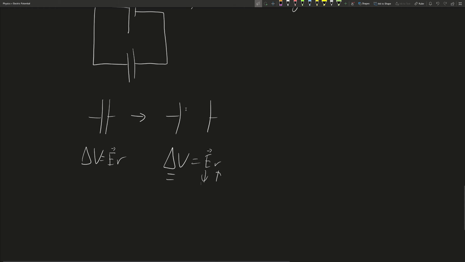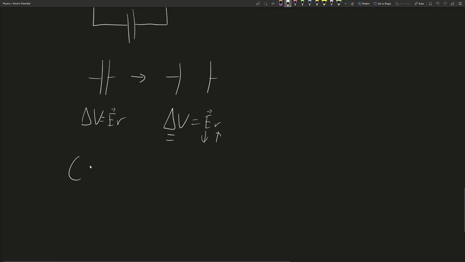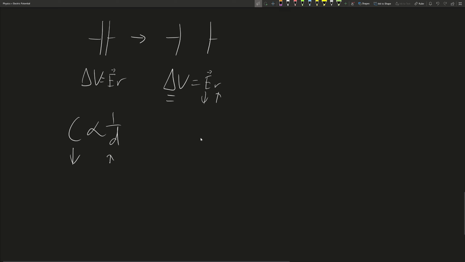And the reason it decreases is because charge also decreases on each of these, because capacitance here is going to be inversely proportional to distance, d. So if distance increases, then the capacitance is going to decrease. And if capacitance decreases, then capacitance times voltage is equal to charge. So if voltage is constant and capacitance decreases, then charge decreases. And if charge decreases, it makes sense that this field strength also decreases.